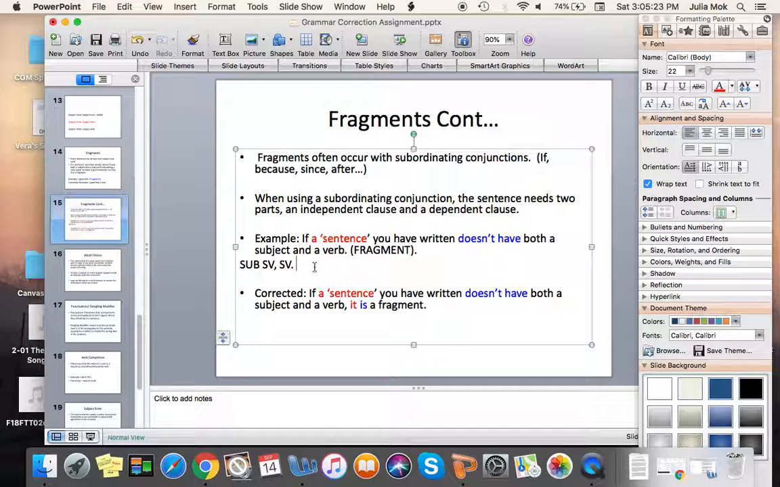So if you have the symbol fragment above one of your words on the paper, check and see if you're using one of these or one of the other subordinating conjunctions potentially improperly.